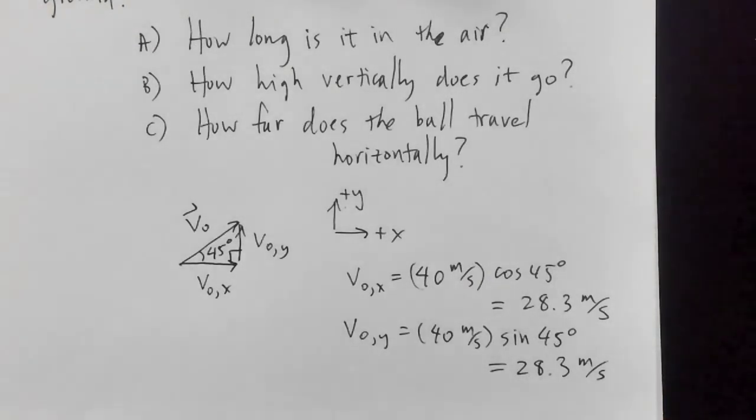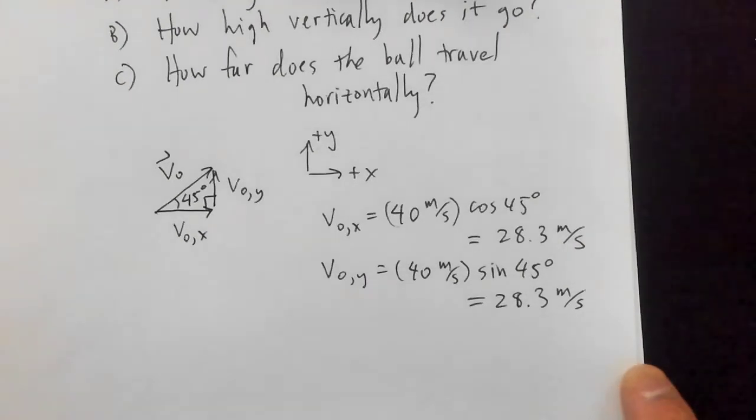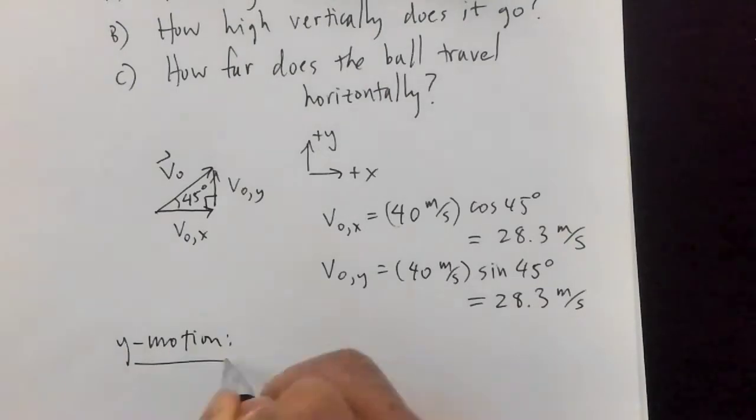The horizontal stuff doesn't really matter at all. Okay, it's going to go up and it's going to go down. When it goes down, the clock stops. So we can look at the y motion for this. So we're going to look at the y motion to figure out the time.